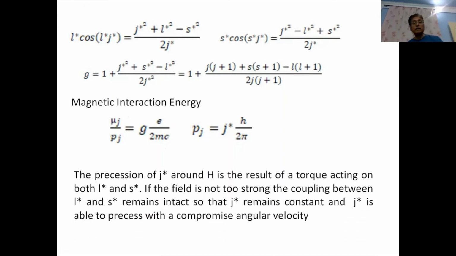So the precession of J* around H is the resultant of a torque acting on both L* and S*. If the field is not too strong, the coupling between L* and S* remains intact, so that J* remains constant and J* is able to precess with a compromised angular velocity. That compromised angular velocity is given by ωL is equal to G H into e by 2mc. Here G is again the gyromagnetic ratio.